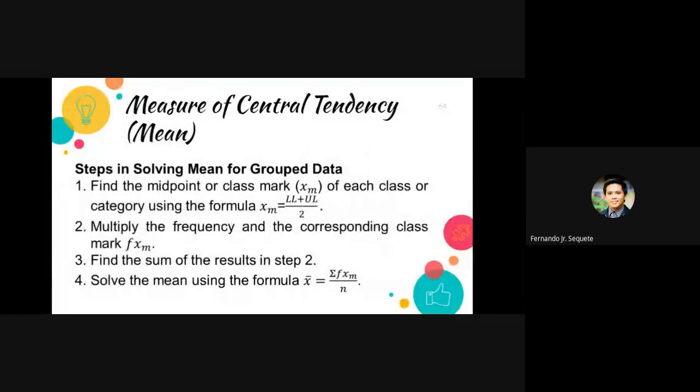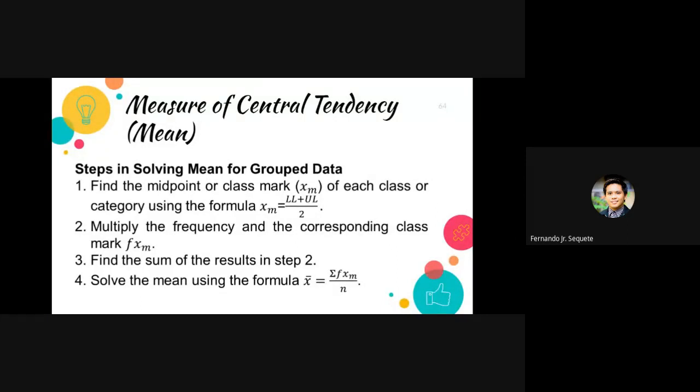Okay, so here are the steps in solving your mean for group data. Find the midpoint or class mark. How to find the class mark, everyone? You have to use the formula, no? We look for the lower limit value, and then right after that the upper limit value, and then divided by 2. That is your class mark. And then you have to multiply the frequency and the corresponding class mark, find the sum of the results in step 2, and then solve the mean using the formula.